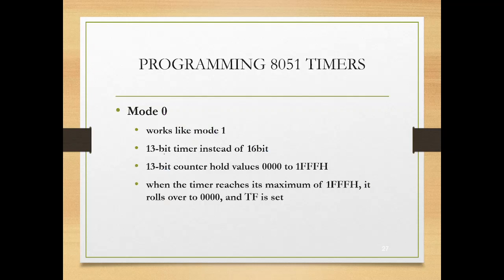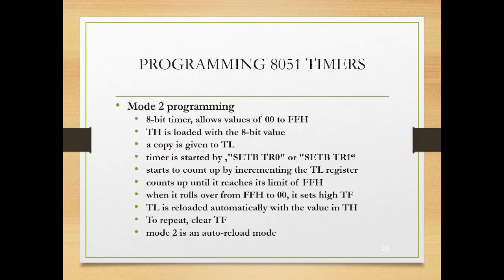Now about mode 0. Mode 0 works just like mode 1, but in mode 1 we have a 16-bit register, whereas in mode 0 we take it as a 13-bit register. A 13-bit register means the maximum is 1FFF, whereas in the previous 16-bit case it is FFFF. So this is the maximum value in the 13-bit mode 0 case. When the timer reaches this maximum value, it rolls over to 0 and TF will be set.